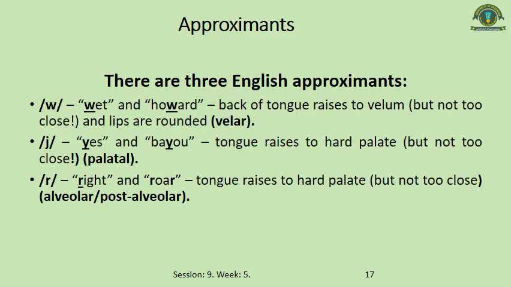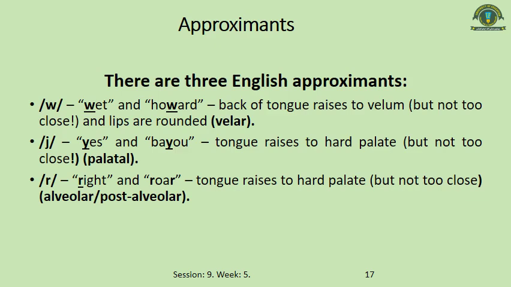Now let's try to understand what the approximants are. Remember, it is generally believed that there are three English approximants. What are they? The first one is w. Were. Rounded lips. Were. Wet. Harvard. Now what happens when we produce the w sound? The back of the tongue raises to the velum, but not too close, and the lips are rounded. Were. Well done.